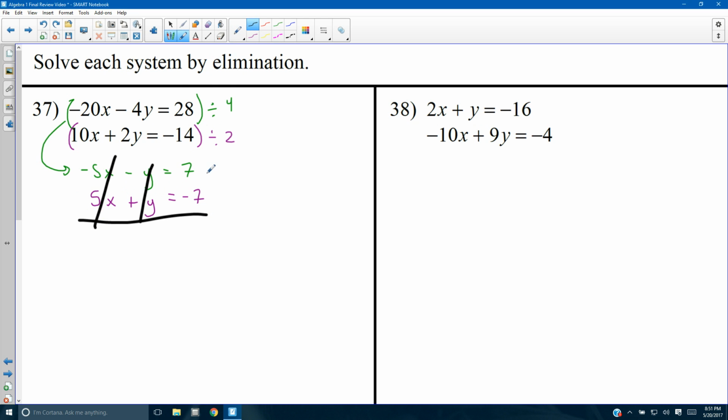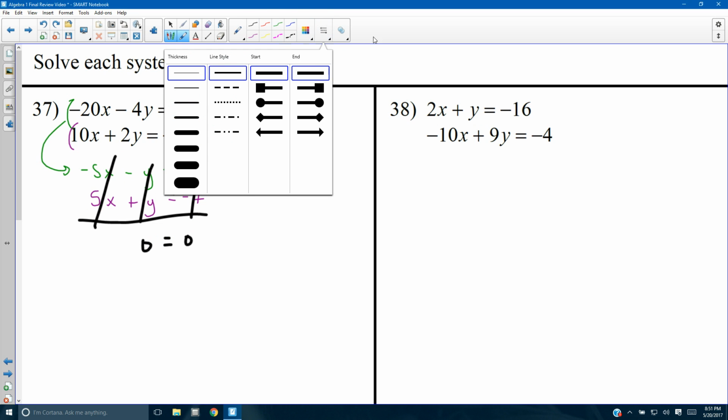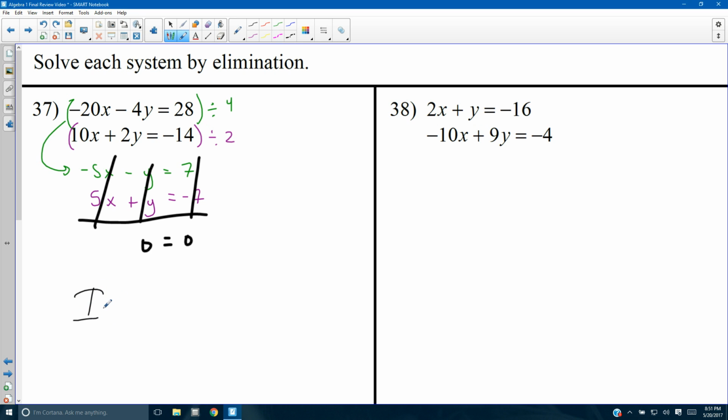0, 0, 0 equals 0. 0 equals 0. We've run into this before. What does that mean? Say it. Infinite number of solutions. Look, I'm done with the problem. There are a lot of other ways you could have manipulated them. They did ask you to use elimination in doing so.